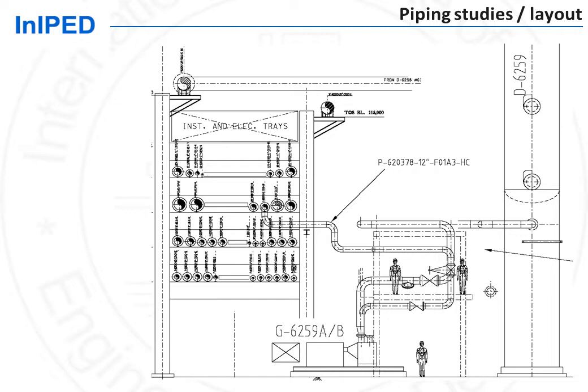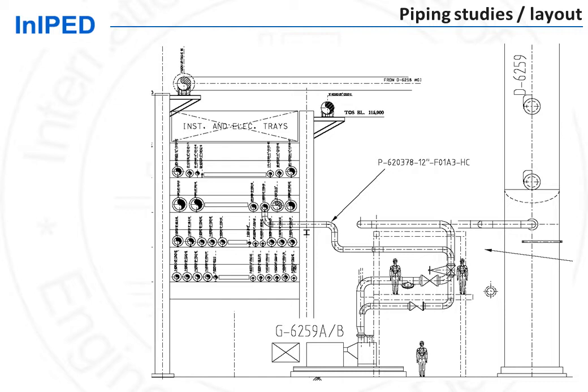Piping studies will also consider access for the operator to manifolds, such as the one shown here, the valves on the pump suction and discharge lines. Access to instruments as well, straight lengths for instruments such as flow meters. All this will be considered while doing the piping layout.